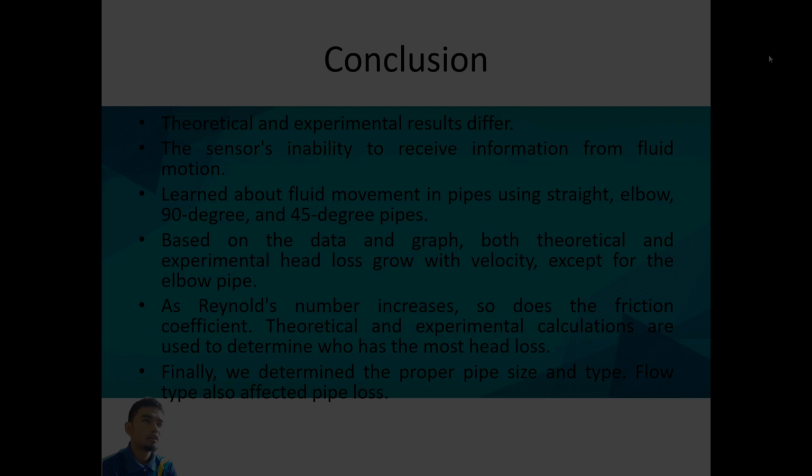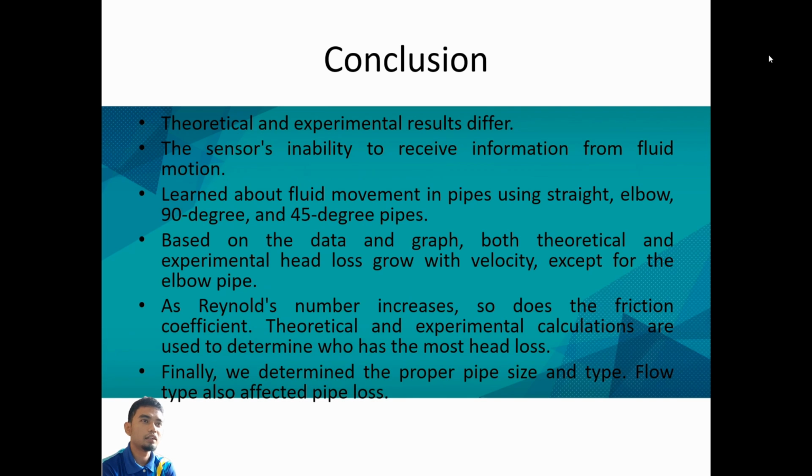Thank you. For our conclusion, first, the practical and experimental results differ. Second is the sensor's inability to receive information from fluid motion. The third one is learning about fluid movement in pipes using spray, elbow, 90 degree and 45 degree pipes. The fourth one is that based on the data and graph, both theoretical and experimental head loss increase with velocity, except for the elbow pipe. The fifth one is that as Reynolds number increases, so does the friction coefficient. Theoretical and experimental calculations are used to determine which has the most head loss. And the final one is that we determine the proper pipe size and type. Flow type also affects pipe loss. That's all from me. Thank you.